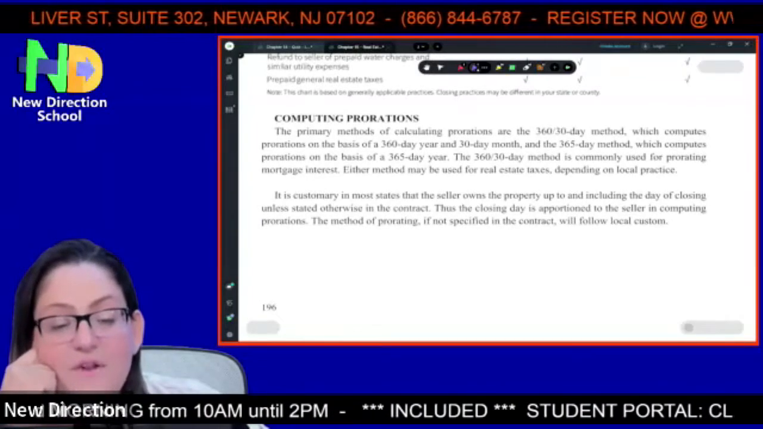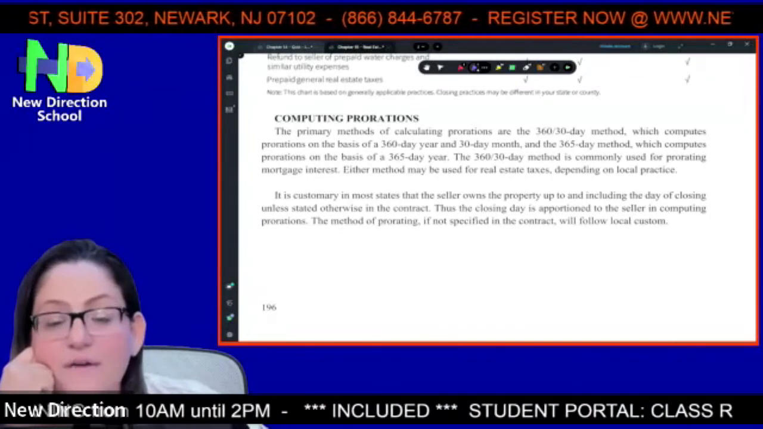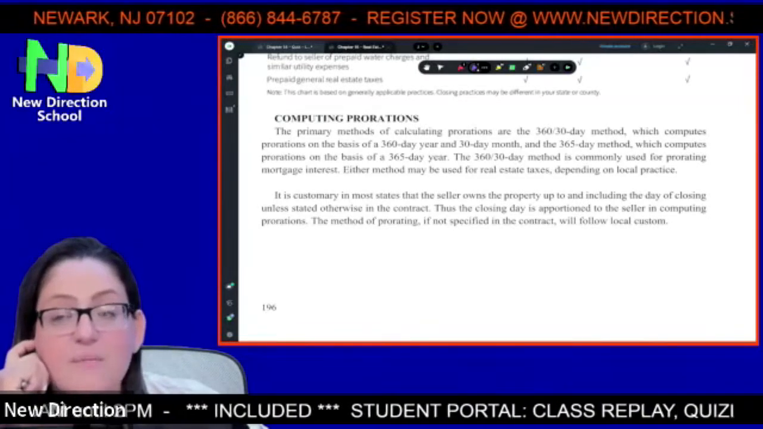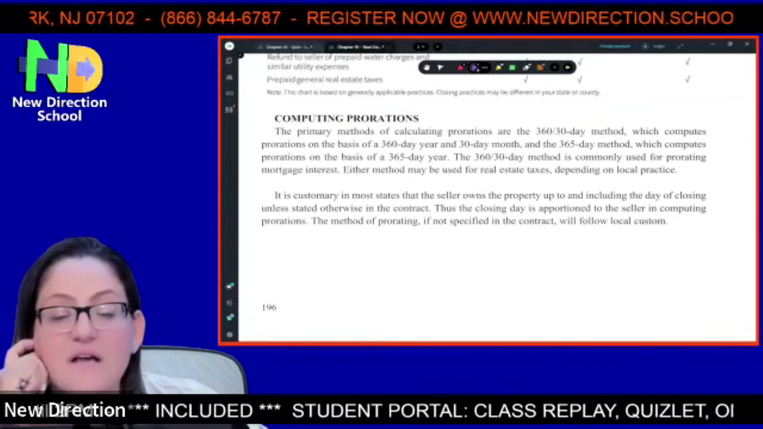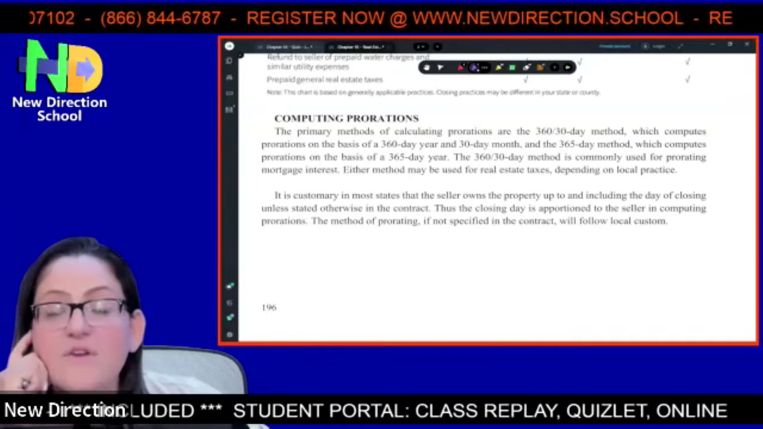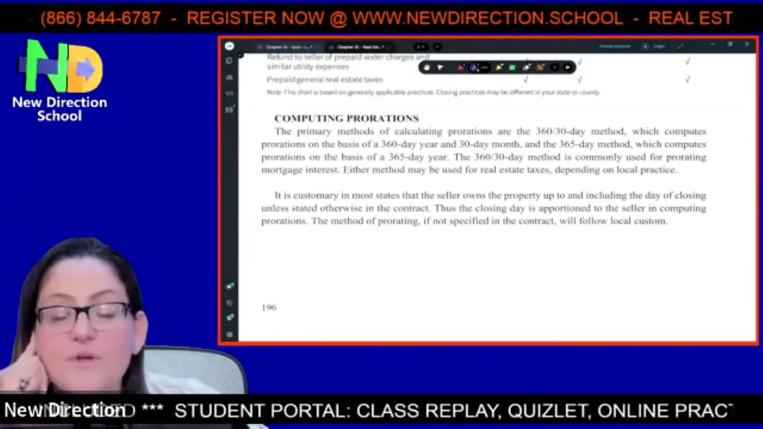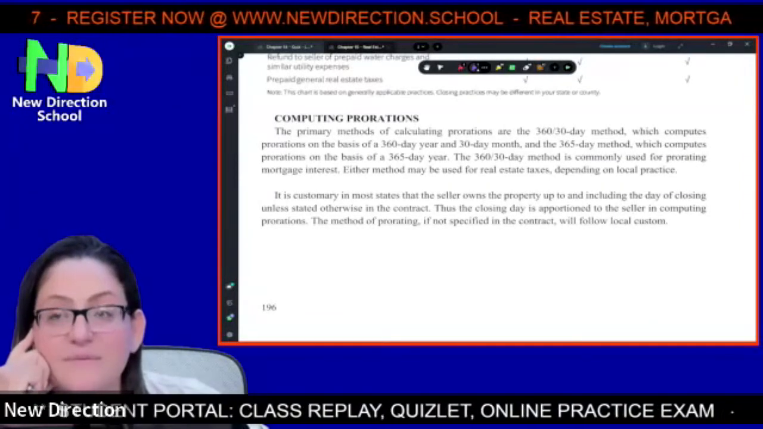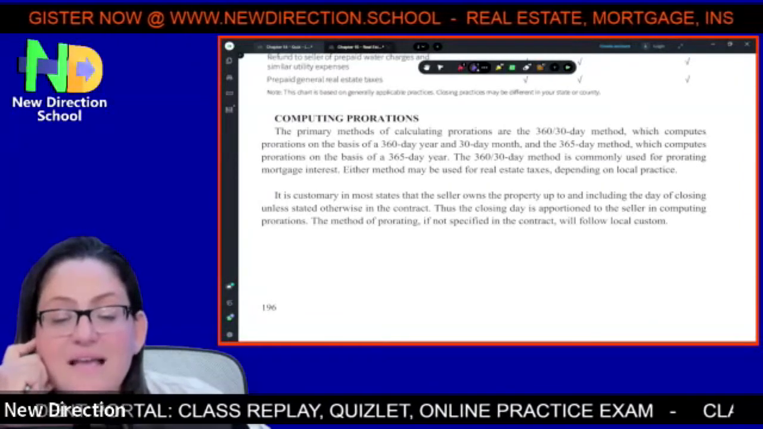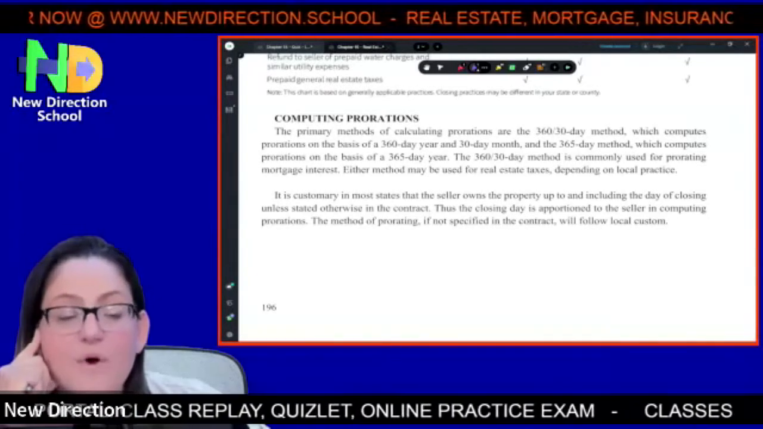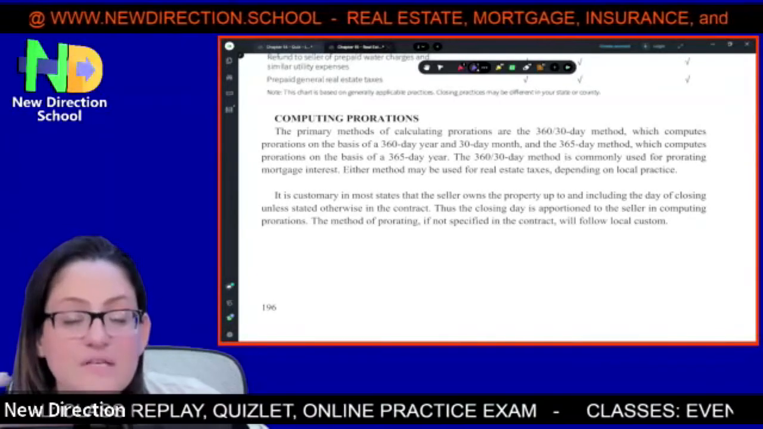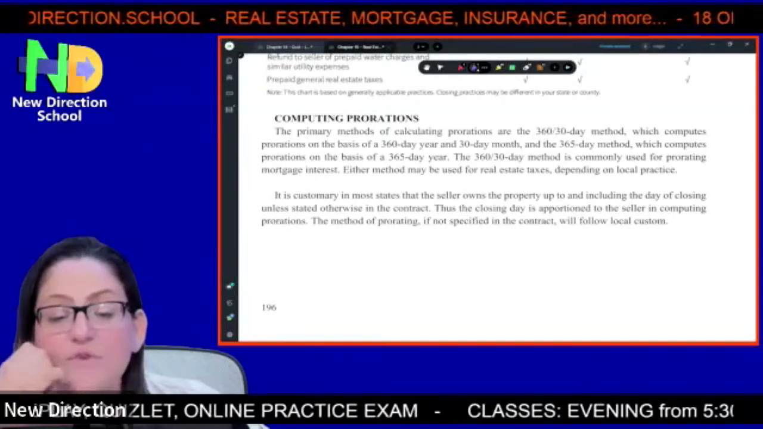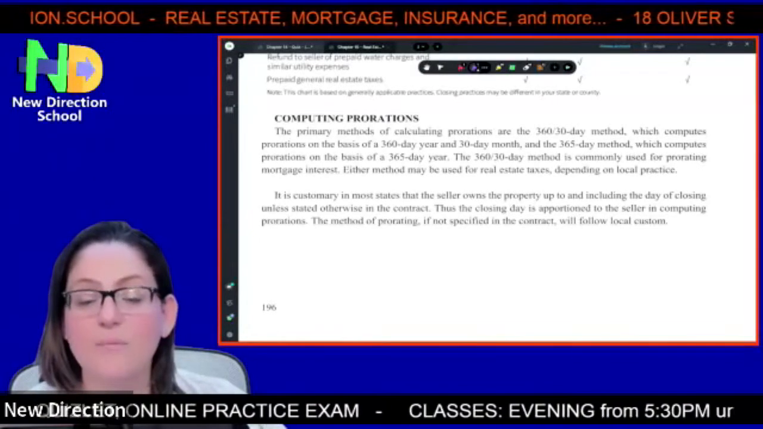Computing prorations. The primary methods of calculating prorations are the 360-day method, which computes prorations on the basis of a 360-day year and 30-day month, and the 365-day method, which computes prorations on the basis of a 365-day year. The 360-day method is commonly used for prorating mortgage interest. We don't do this, but we learn how it is used. Either method may be used for real estate taxes depending on local practice.